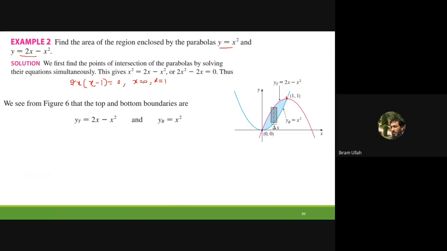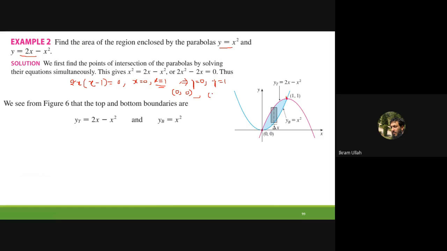So when x is equal to 0, then y is equal to 0. And when x is equal to 1, then y is equal to 1. So one point of contact is (0, 0), which is the origin, and you can see it from here.